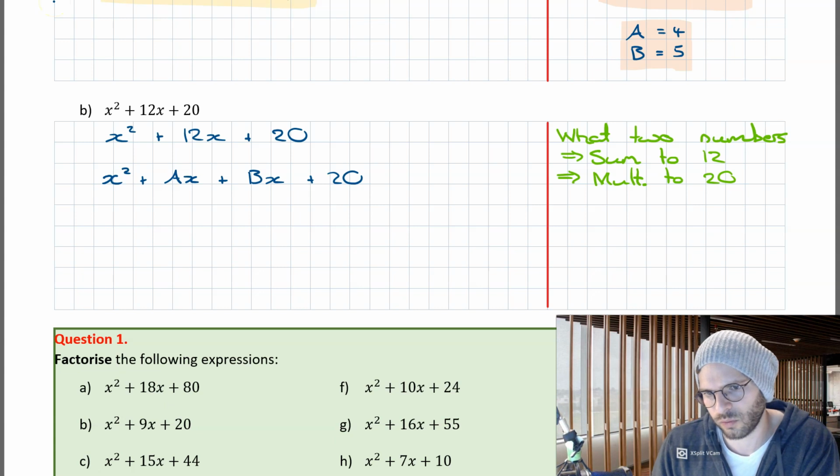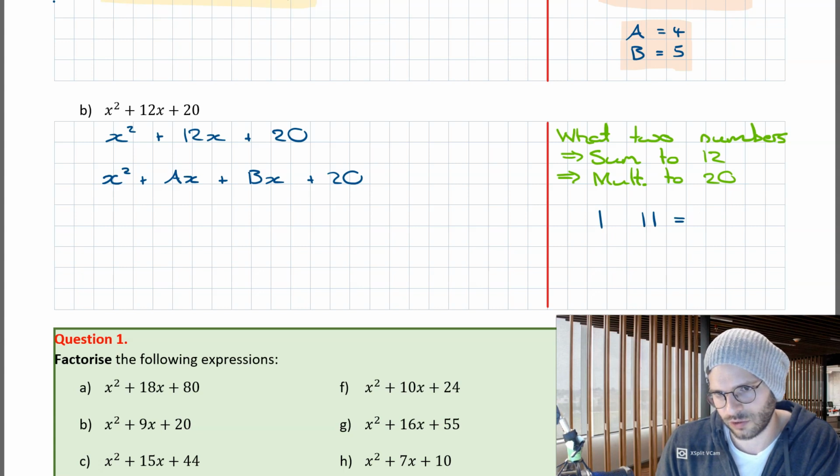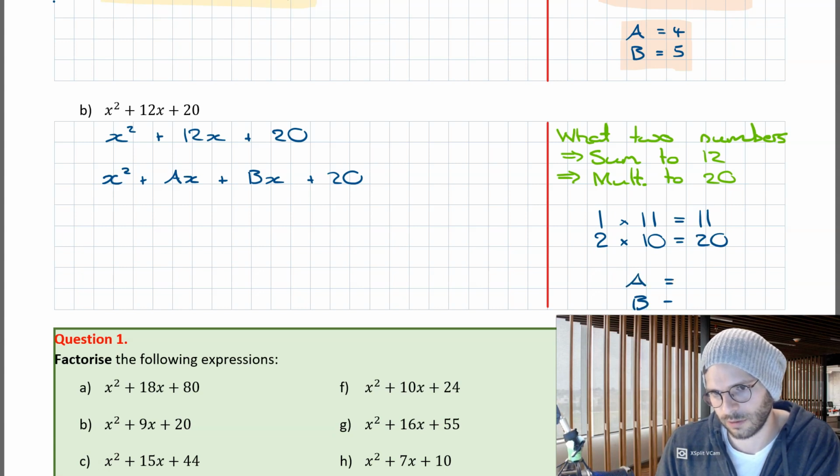I start off with my 12, and that will be 1 plus 11. Then I change that to times, and that gives me 11. I work my way down, up by 1, so 2, times down by 1, 10, and that gives me 20. So I can clearly see my a and my b are 2 and 10 respectively.